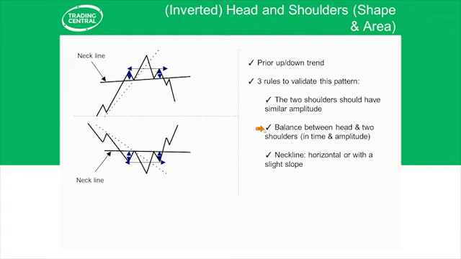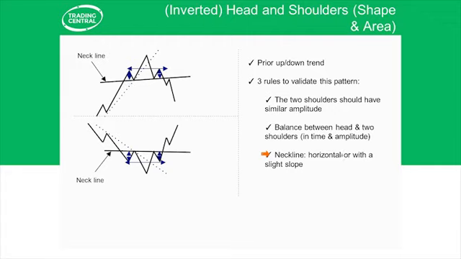And you have to see balance between the head and the two shoulders in time and amplitude. So if it takes, for example, 2 weeks to draw the left shoulder, it should take approximately 2 weeks to draw the right shoulder. Of course, we can see a small difference, but you have to see approximately the same. It could take the same time approximately to draw the left and the right shoulder, and you have to see similar amplitude. And regarding the neckline, as I explained, horizontal neckline or with a slight slope.